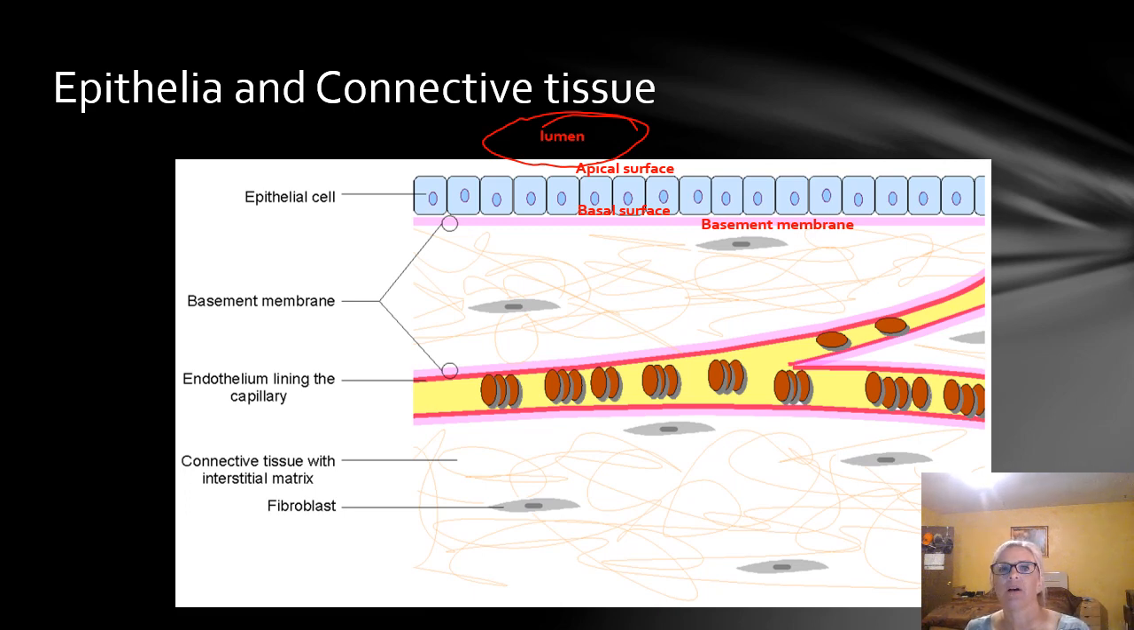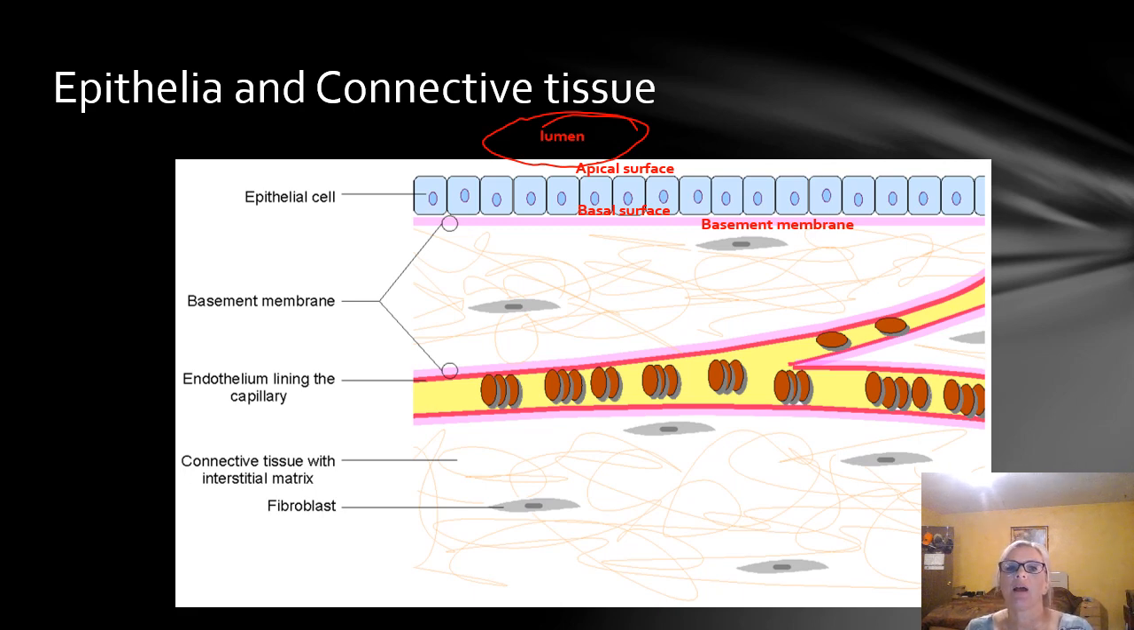And so that's going to be helpful. You're going to have a free space, or a lumen, which is going to be in the middle. All right, we'll look at that in a little bit. And so the side that faces the lumen is what we call the apical surface. So apical is going to be facing the lumen.